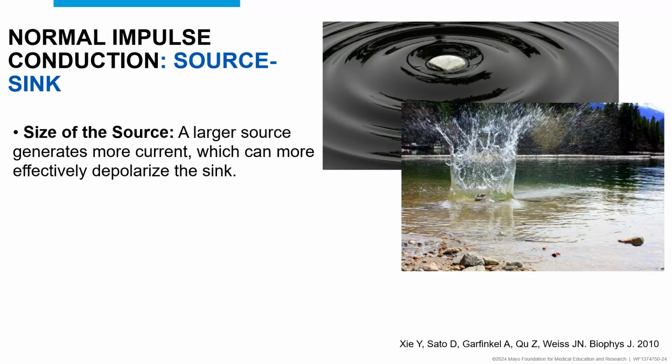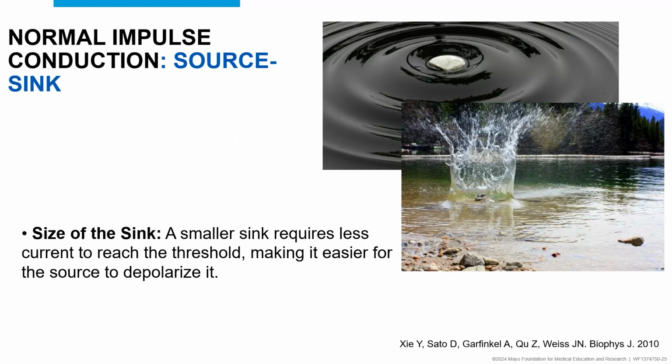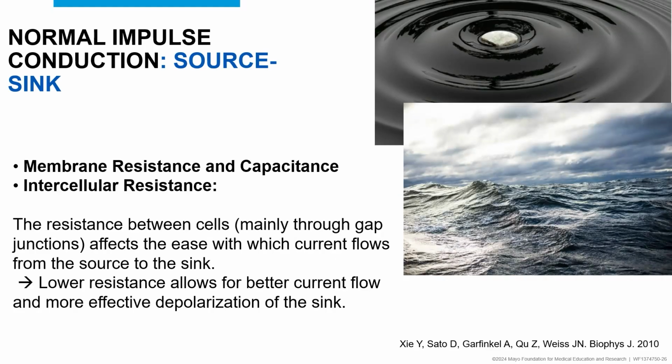A small little pebble in a big lake isn't going to have much effect, but a big rock in a small pond is really going to impact conduction in a major way. It's going to cause ripples. So with a smaller sink, a small bit of myocardium really doesn't need very much source to get it to that depolarization threshold.